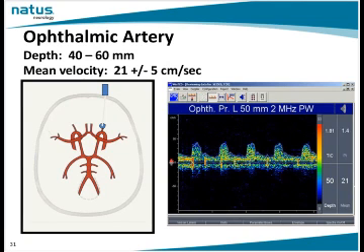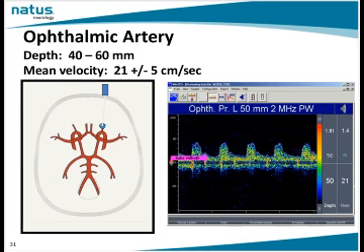Typically, the depth that we're going to be able to find the ophthalmic artery at is 40 to 60, but we generally just acquire one waveform at a depth of 50. I want you to notice that the mean flow velocity is much lower than anything else we've talked about, 21 plus or minus 5 centimeters per second. I also want you to notice that flow in end diastole is quite low compared to any other of the arteries of the circle of Willis that we've looked at.